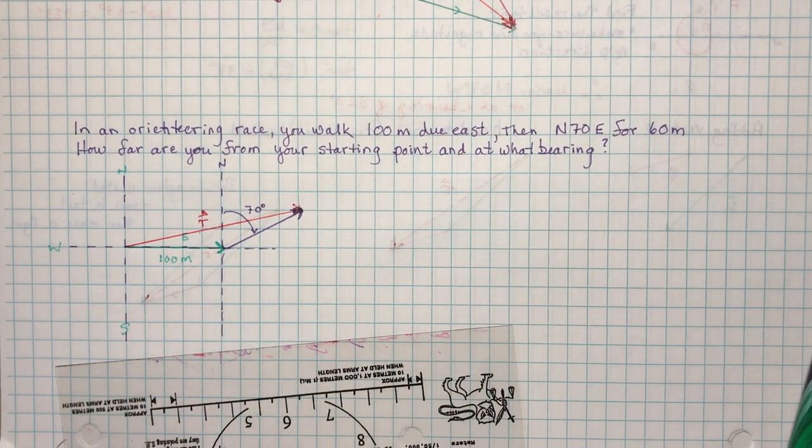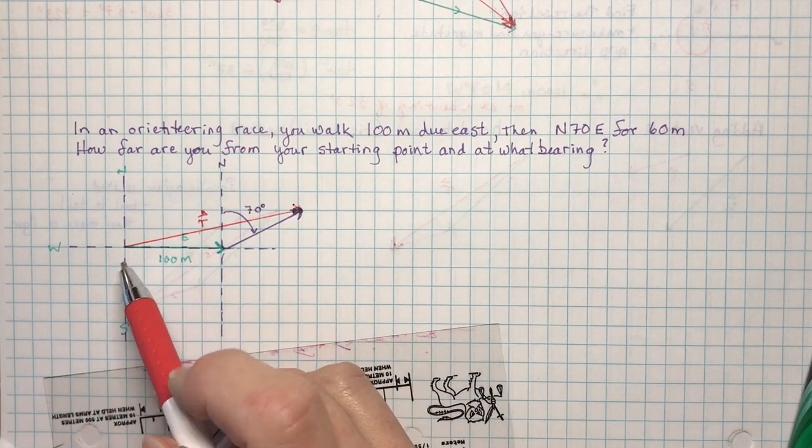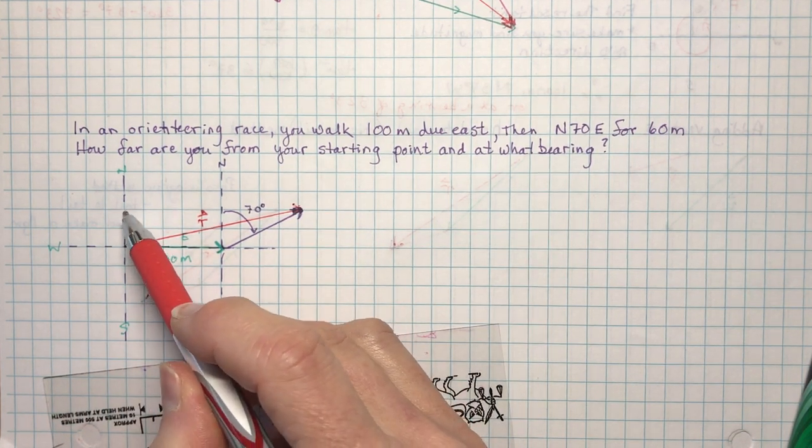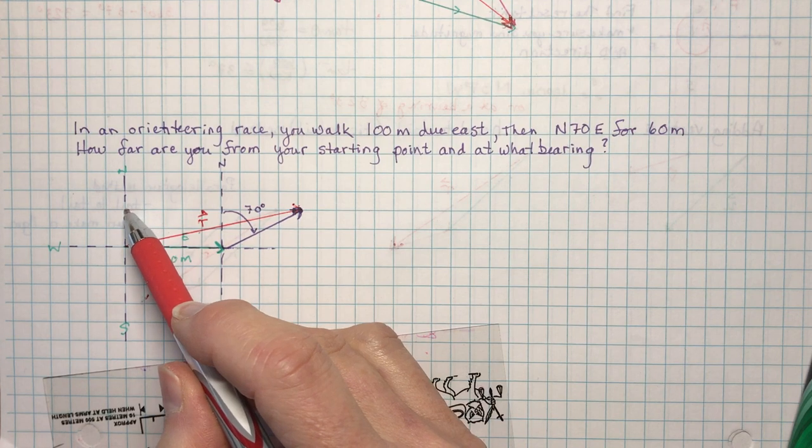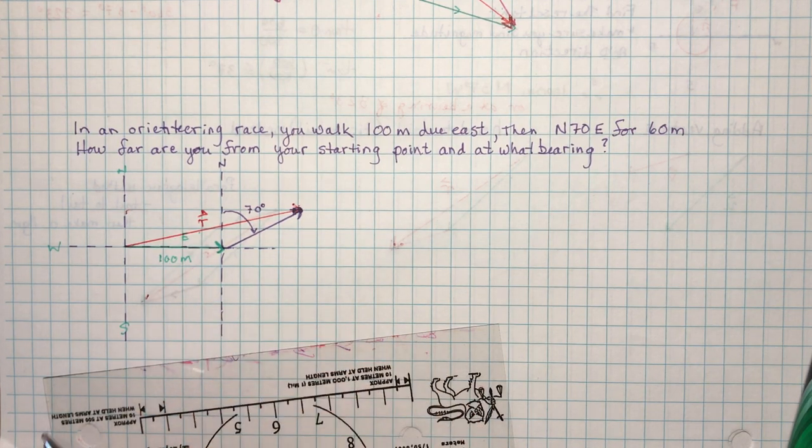Okay, so how far are you from your starting point and at what bearing? So from the starting point, I need to know the bearing. So I need to know this angle here from north to this one. Okay, how am I going to go about doing that?